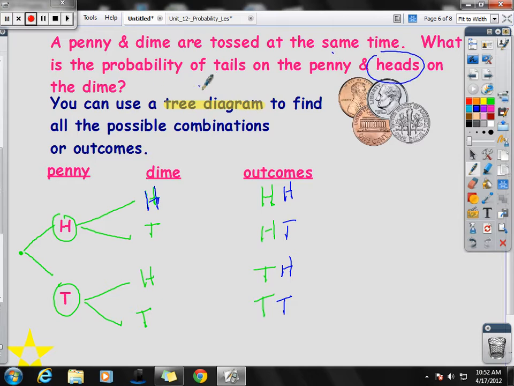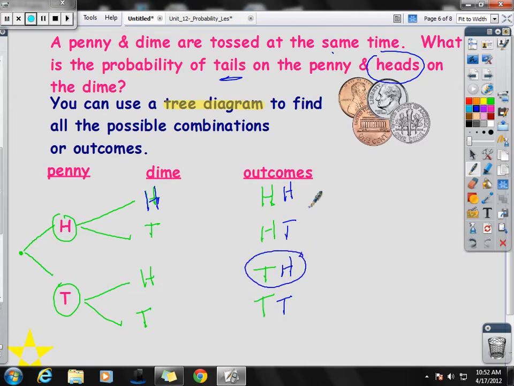The question was, what is the probability of tails on the penny and heads on the dime? Tails on the penny, it's going to be one of these two, and heads on the dime.